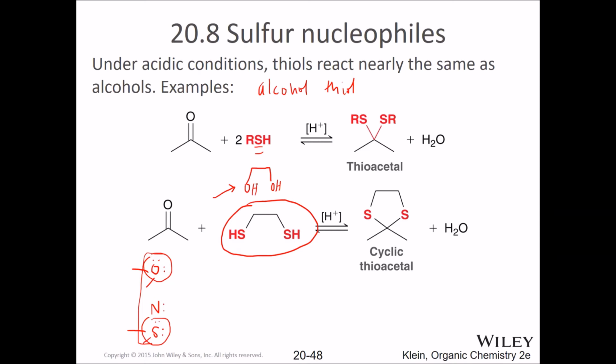So you can see what we can do with this, with sulfur, with a thiol. We can make a thioacetal, and we can essentially protect a carbonyl carbon. We can do it with a cyclic acetal, right? We can protect a carbonyl carbon. We can go back and forth with acid, the same way we did in last section 20.7.